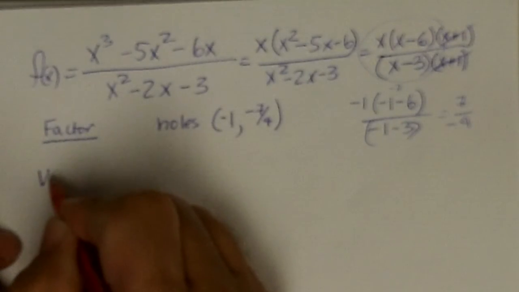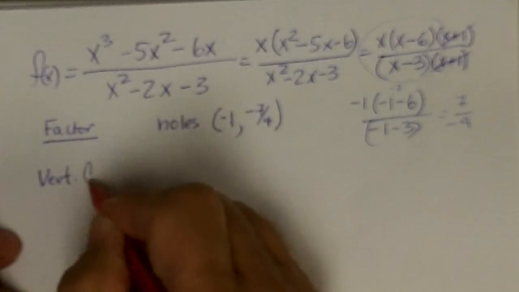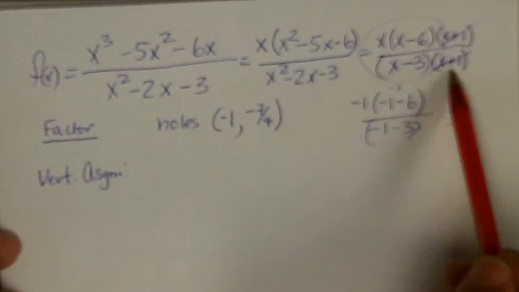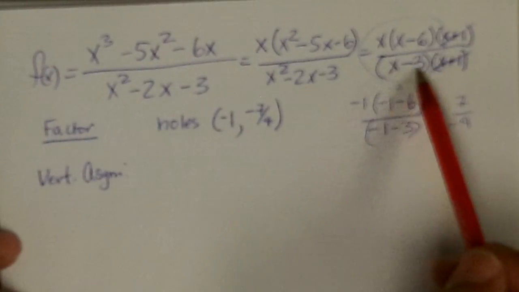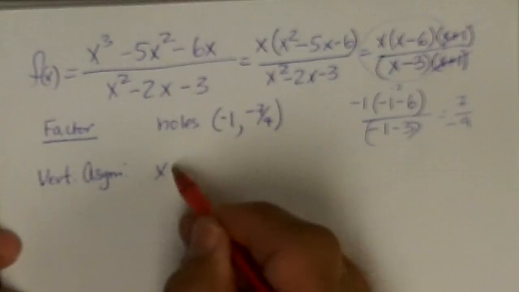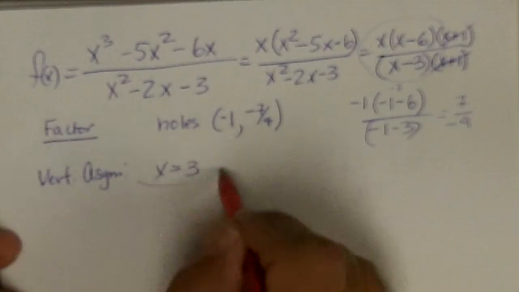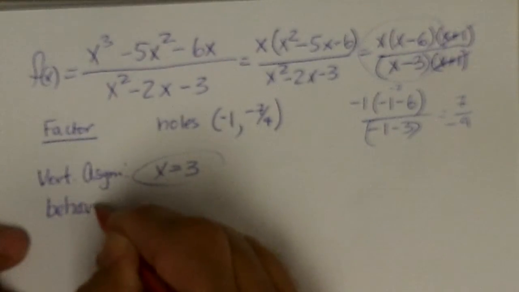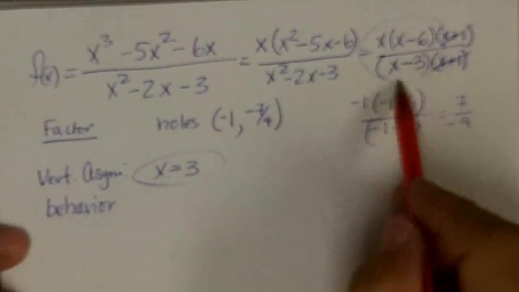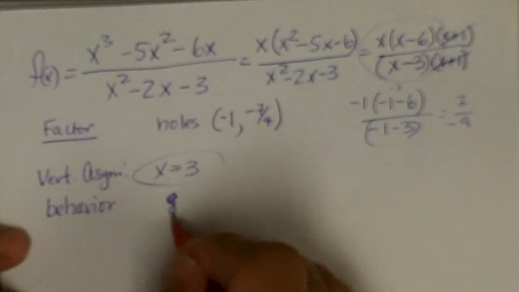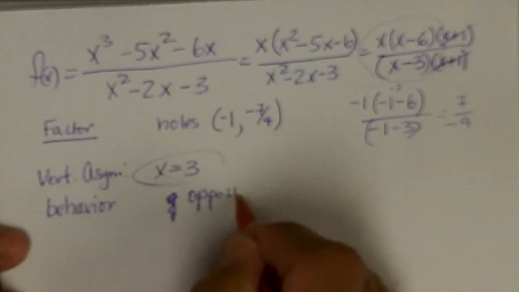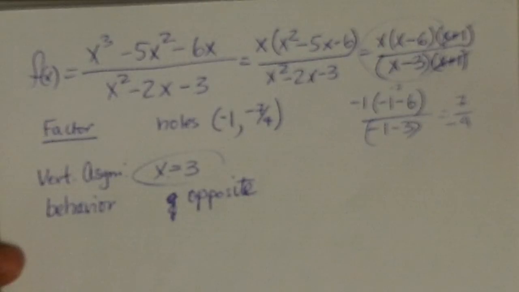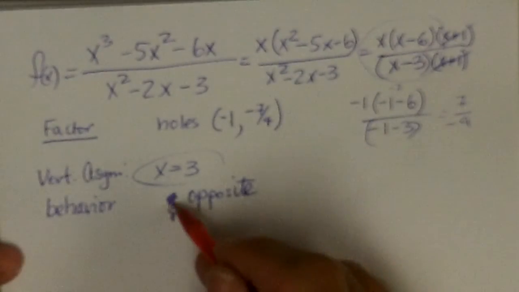Then for vertical asymptotes, that's anything that makes the denominator equal to 0, not counting the holes, and so that'd be at x equals 3. It's a vertical line. The graph does not touch that one. And then you should give me the behavior. Since it's a single factor, that should be opposite. In other words, on one side of that asymptote it's going up, and the other side it's going down, or vice versa. One side up and one side down.